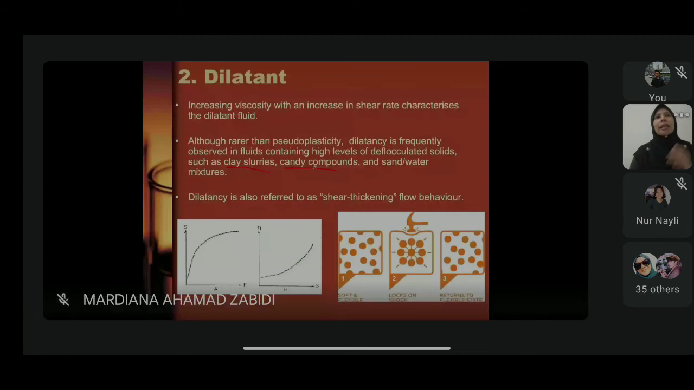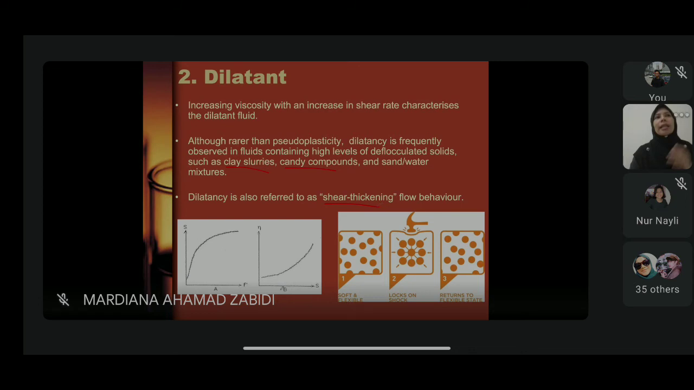Okay, so since tadi pseudoplastic is shear thinning kan, shear thinning meaning that when you increase the rotation, that particular liquid becomes thinner, dia jadi semakin less viscous. But when we talk about dilatant, when you increase the rotation ataupun you increase the mixing process, it will become more viscous. So when it becomes more viscous, it is known as shear thickening. Okay, the flow behavior is shear thickening.